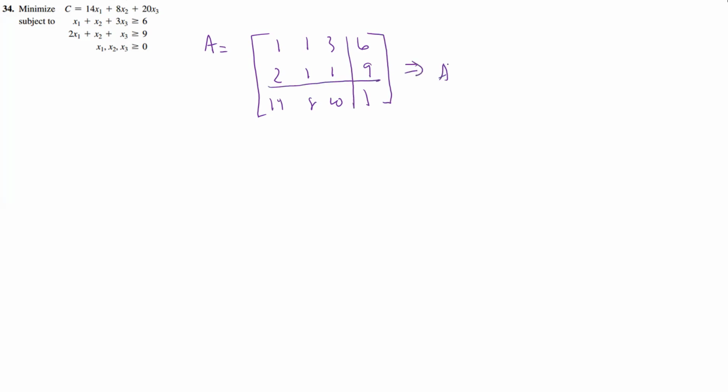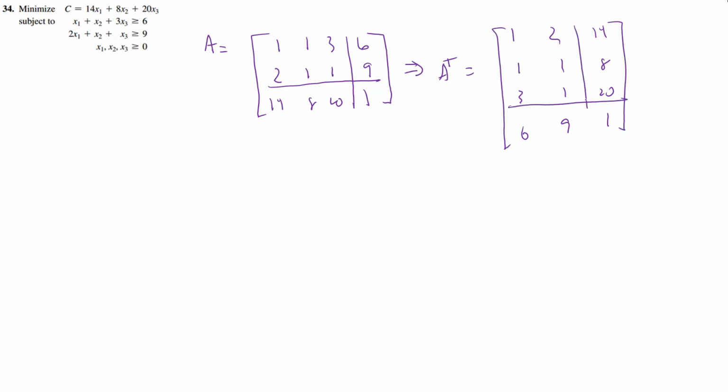Then we're going to take the A transpose. And so that first row becomes 1, 1, 3, 6, then 2, 1, 1, 9, then 14, 8, 21. And so now we have that. And so this was x1, x2, x3, and now this is y1, y2. Okay. So notice we went from two equations. Now we have three plus our maximization problem. So we're going to take this and go to our dual problem.